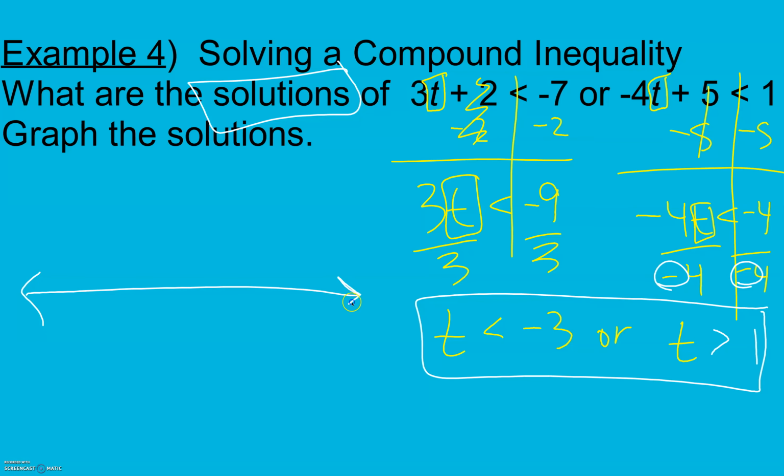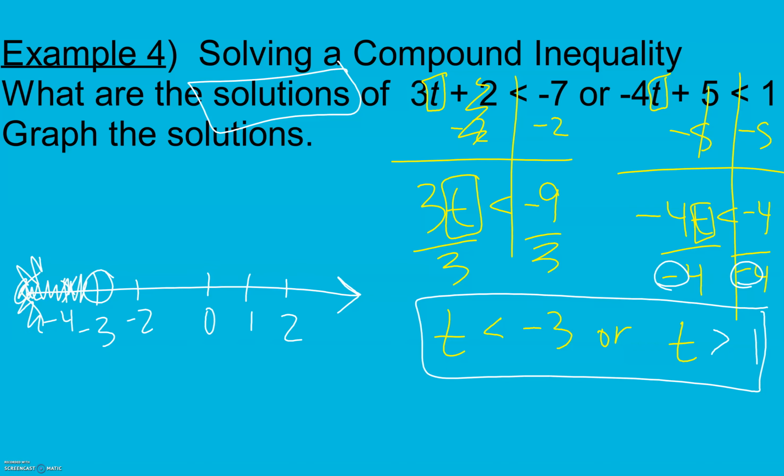Now to graph these, I'm going to plot my boundary points. At -3, I put a circle. I keep it open because it's not equal to, it's just less than. I want numbers that are less than -3, like -4. So I shade everything over here.